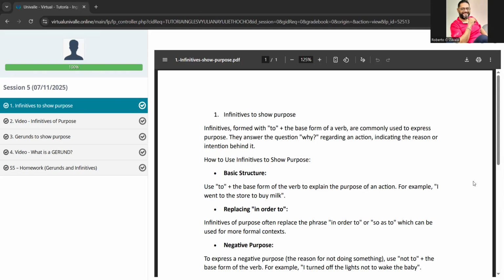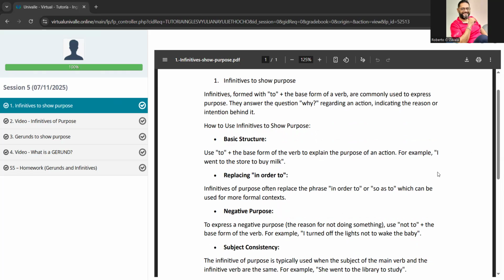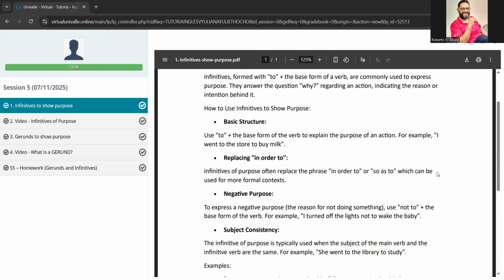Now let's look at the documents. It says infinitives to show purpose. Infinitives formed with to plus the base form of a verb are commonly used to express purpose. They answer the question why regarding an action, indicating the reason or intention behind it. How to use infinitives to show purpose.